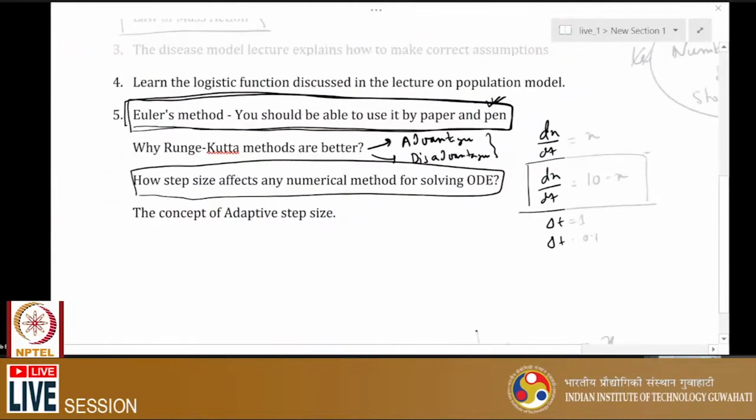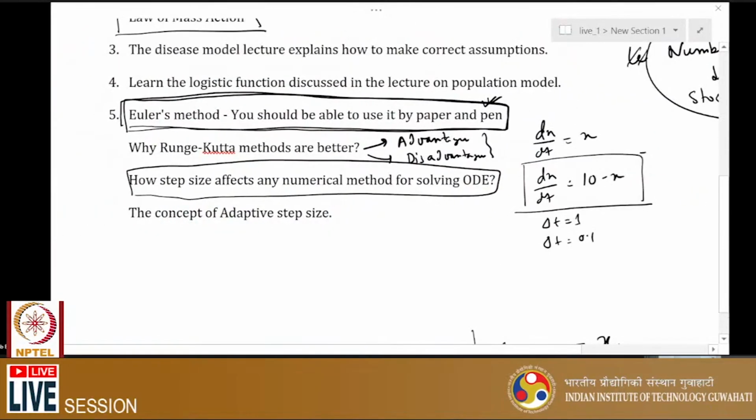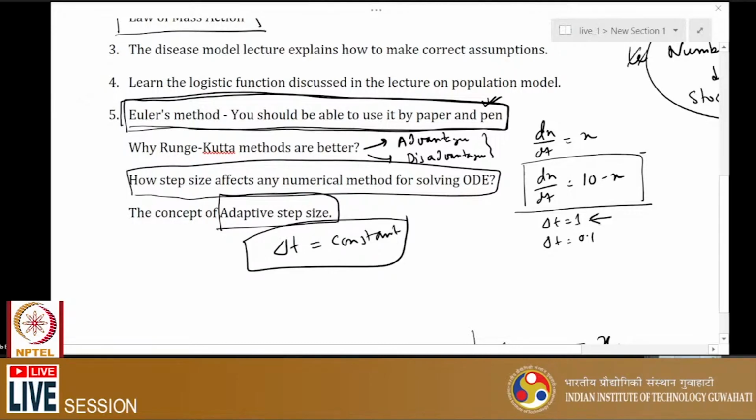Also, the last thing in lecture 6 that you have to understand is the utility of adaptive step size. Adaptive step size, fine? So in adaptive step size, you are not using a constant delta t, right? For example, just now when I said use delta t equal to 1, for the whole solution you are using delta t equal to 1. Then I said, okay, now change delta t to 0.1. So from beginning to end you are using 0.1. So delta t is constant. Whereas in an adaptive time step algorithm, you are changing it depending upon where you are in the function, right?